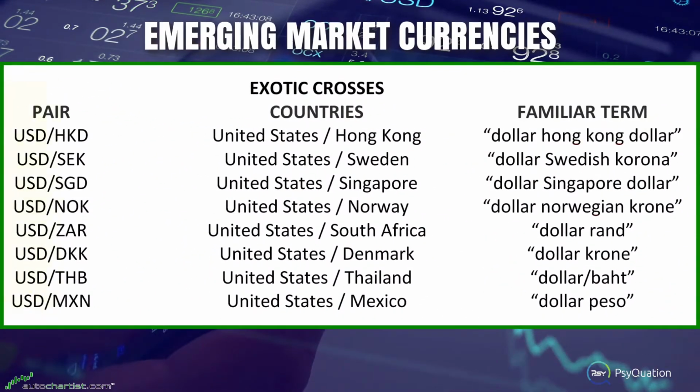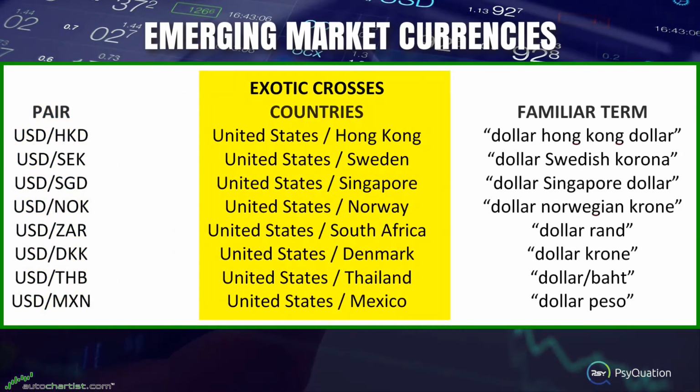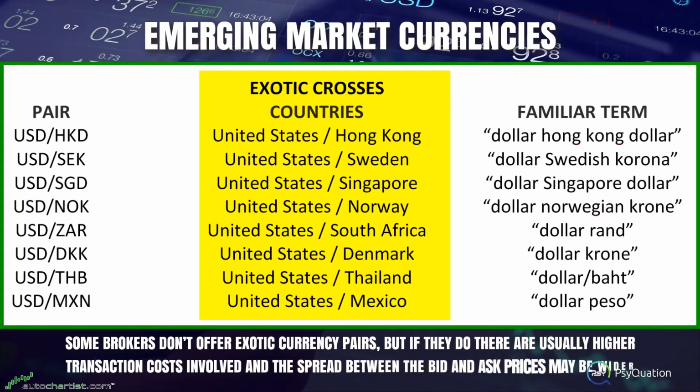There are also currencies of emerging countries called emerging currencies. When you pair a major currency with an emerging currency, it is termed an exotic currency pair. Some brokers don't offer exotic currency pairs, but if they do, there are usually higher transaction costs involved, and the spread between the bid and ask prices may be wider.